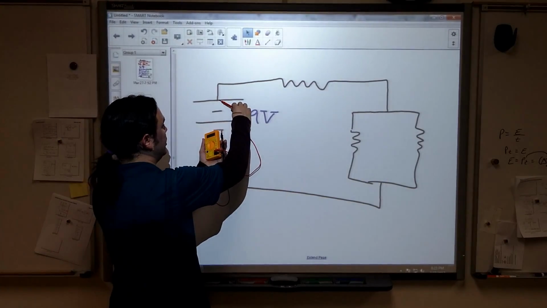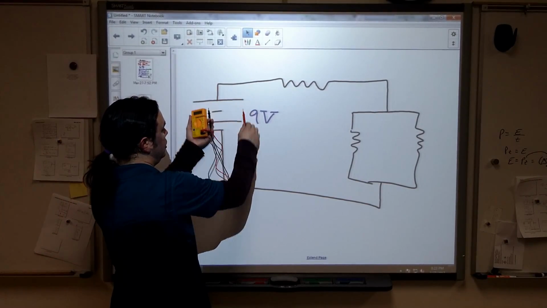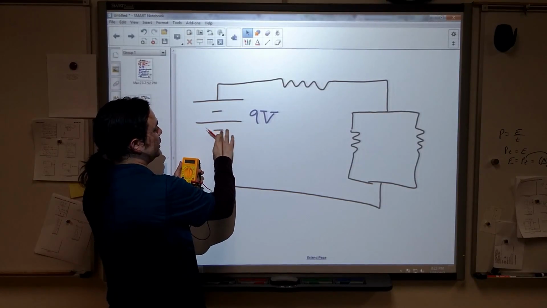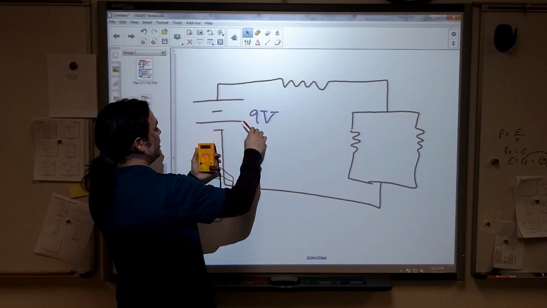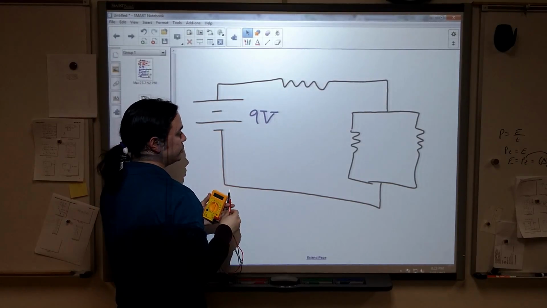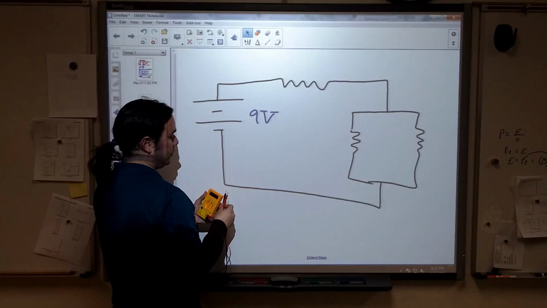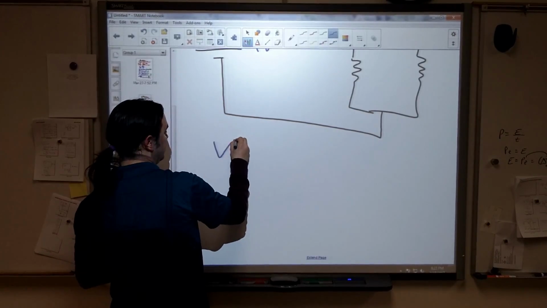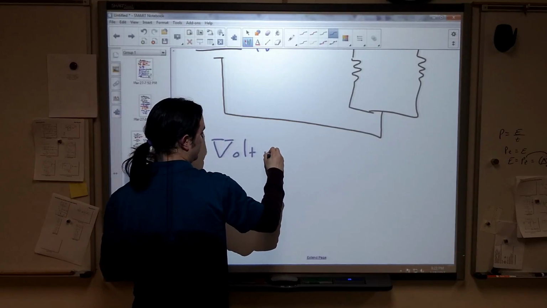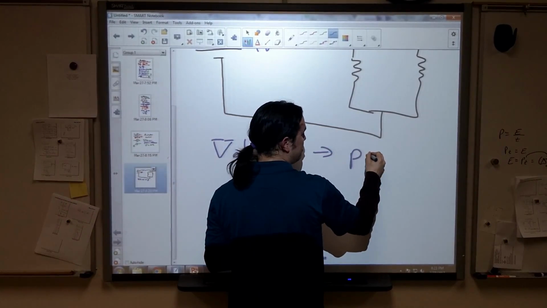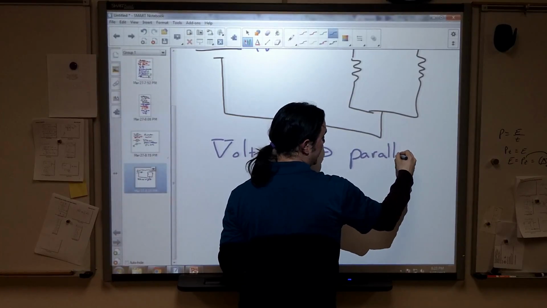In short, when you're measuring these, if you end up with a negative number, you can reverse them. That being said, with this being the low potential side and this being the high potential, the black one here and the red one here, I would read positive 9 volts. Here's the thing, for a voltmeter, you connect them in parallel if you want to connect them correctly.